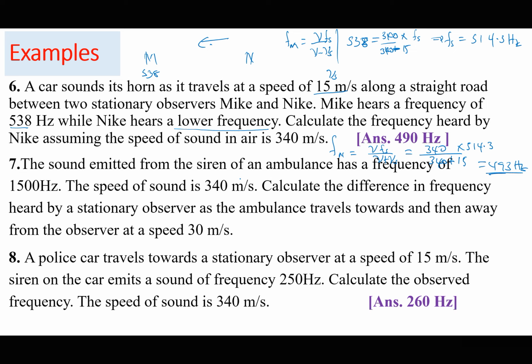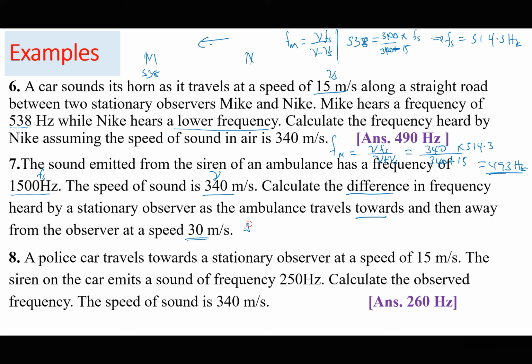The sound emitted from the siren of an ambulance has a frequency of 1500 hertz. So this is the frequency of the source. The speed of sound is 340, so this is V. Calculate the difference in frequency heard by a stationary observer as the ambulance travels towards and then away from the observer at a speed of 30 meters per second. I think I've done an example like this one. Let me just check and see which one is the answer. Okay, let me just solve it.